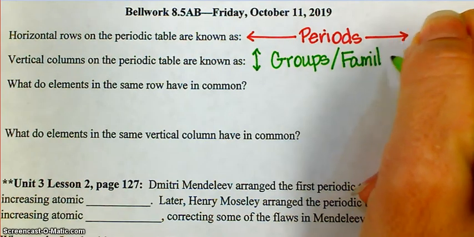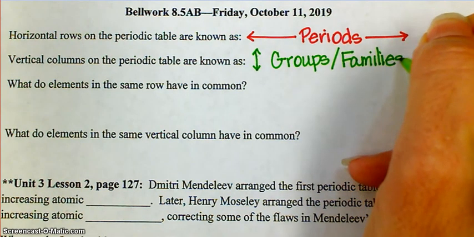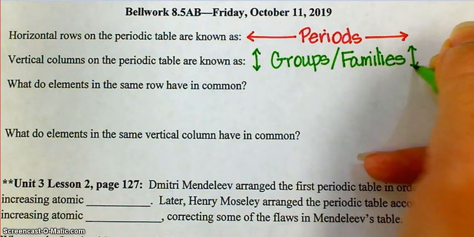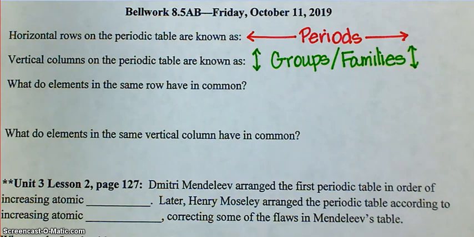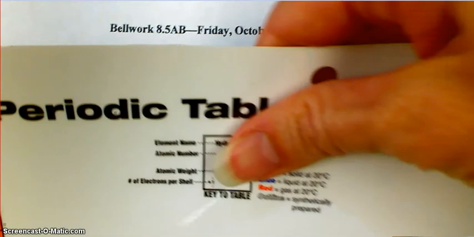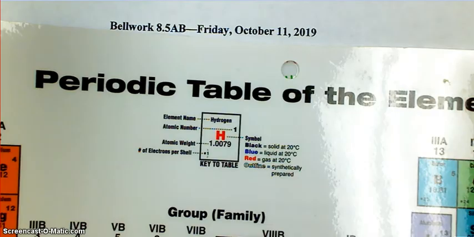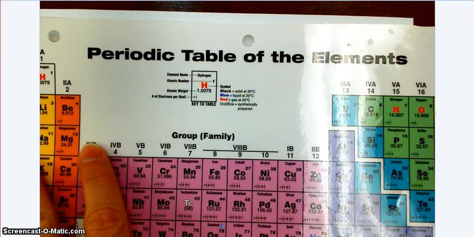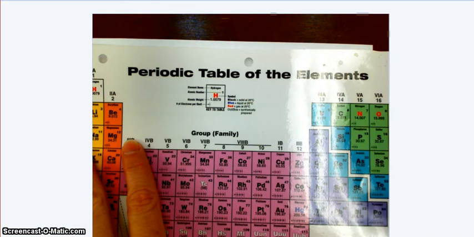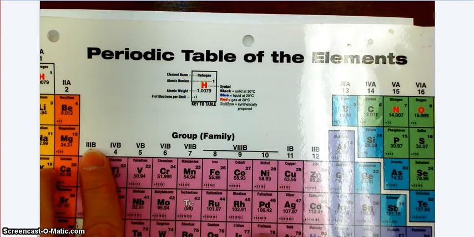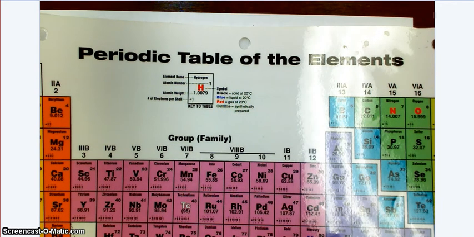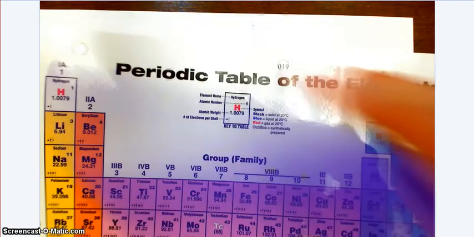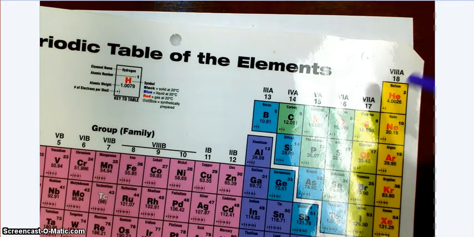Okay. Vertical columns go up and down. All right, the next question says, what do elements in the same row have in common? Okay, what are the only two elements in row 1, guys? Hydrogen, and way over here, helium.